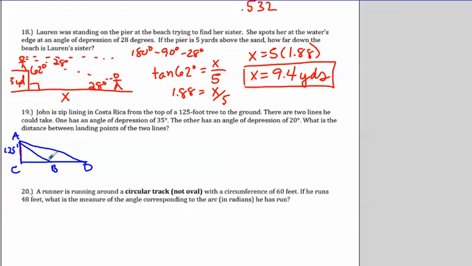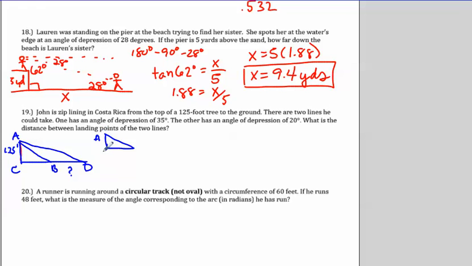So I'm going to take these triangles apart and draw them over here. But remember, what we're trying to find out is the distance between the landing points. So you could land at B, or you could land at D. So I'm trying to find this distance in here. So I'm going to find CB, and I'm going to find CD, and then I'm going to subtract those two distances to find BD. So let me draw my two triangles separately.